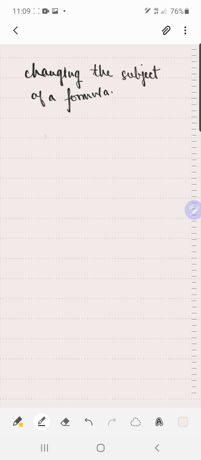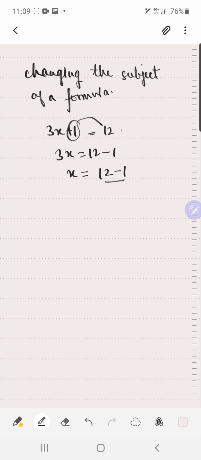For example, if you have 3x plus 1 is equal to 12. So what do we do when we want the value of x? We put x here, 12 here. This 1 will go this side and it will become subtraction. So 12 minus 1 upon 3, that is 11 upon 3. So in that way I got the value of x.